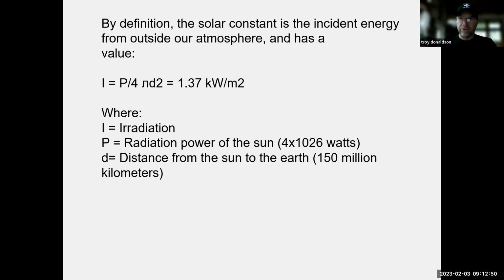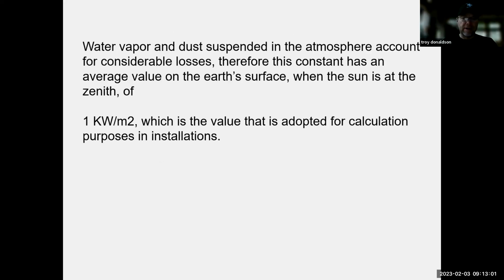The problem with solar is we're not that efficient at catching it, right? We don't catch 1.37. Matter of fact, 1.37 doesn't even get to the Earth because of dust, the atmosphere, and other losses. We typically get 1 kilowatt per meter squared, right? So that is still an enormous amount of energy. And we use that number for calculations for installing solar.